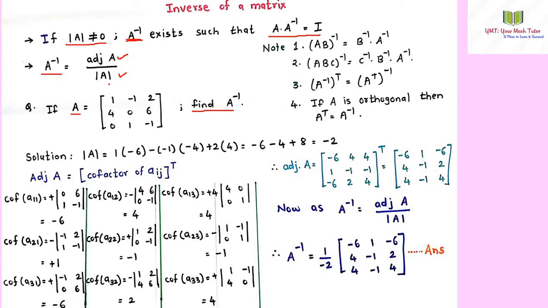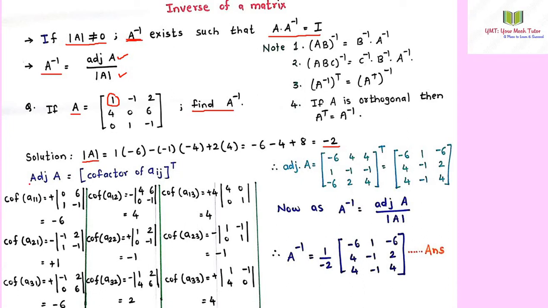I have already made one video on how to find the determinant of a matrix. If you have not seen that, you can find that video in the playlist. So we first find the determinant of the matrix. It will be 1 into (0 minus 6), then minus of minus 1 into (minus 4 minus 0), so it will be minus 4, plus 2 into 4. So if you find the determinant, you should get minus 2. I think the first step is clear, how to find the determinant of a matrix.